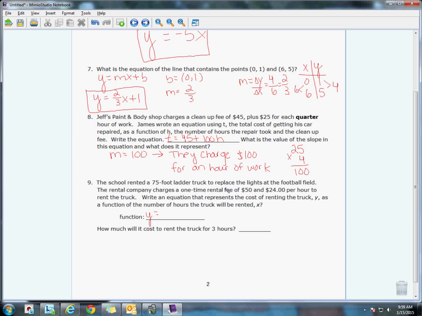You have a one-time rental fee of $50, so we're going to write down one time. And that means we're going to add on to that $24 per hour. Well, we don't know how many hours are going to be out there working, so we're going to put X because it tells you here, X represents the hours that the truck's going to be rented. The next question says, well, how much is it going to cost if we want to rent that truck for 3 hours? So we're going to plug that in. You got to pay $50 no matter what, $24 per hour, and they're out there for 3 hours. So you can type that in the calculator, and it'll come out to $122.